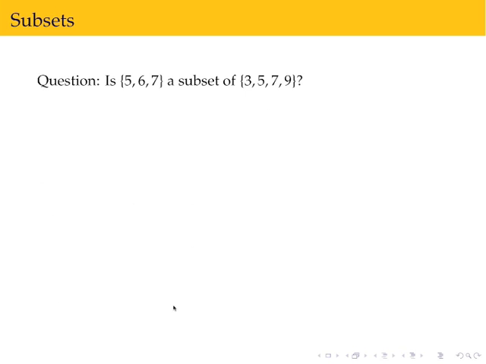So, question. Is 5, 6, 7 a subset of 3, 5, 7, 9? Take a second to formulate your answer, and the correct answer is no. The reason I know that it's not is because of this 6 here. Because there is a 6 here, which does not show up in the second set, it is not a subset. So we can put a slash through that subset sign.